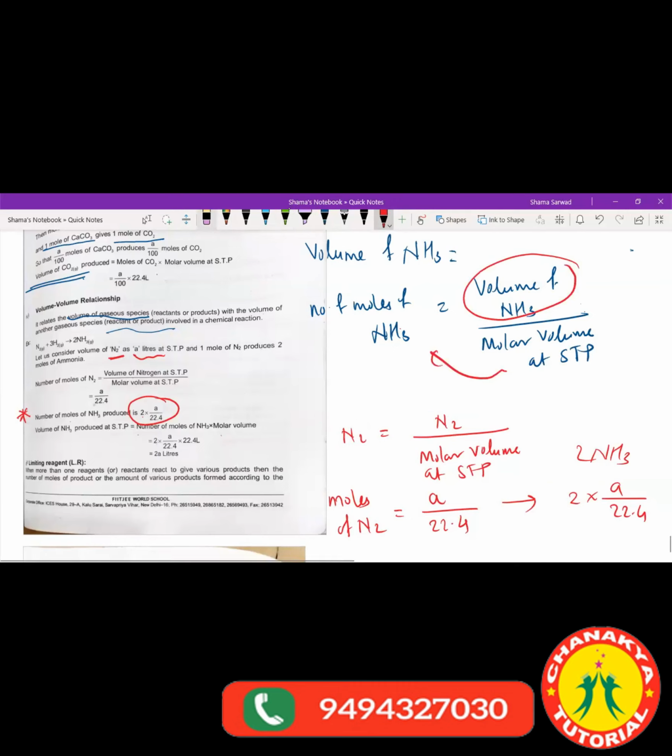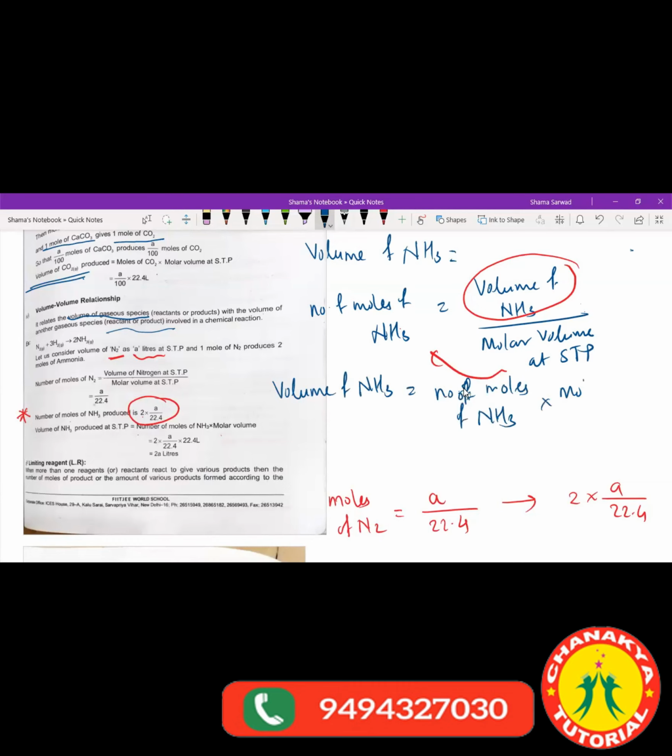So what you will get? Volume of NH3 is equal to the number of moles of NH3 multiplied by molar volume at STP. Clear? So the number of moles of NH3 is nothing but this, 2 into A upon 22.4, multiplied by molar volume at STP, that is 22.4. The 22.4 gets cancelled. So volume is equal to 2 into A, 2A liter. Correct?